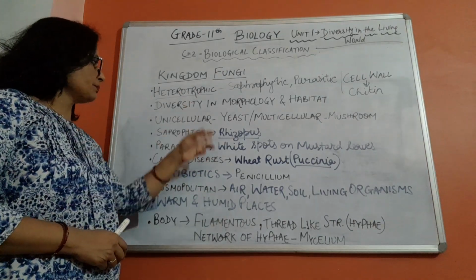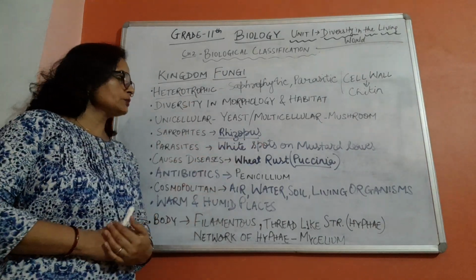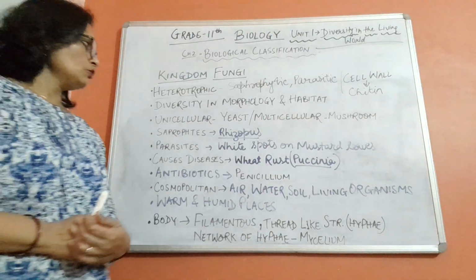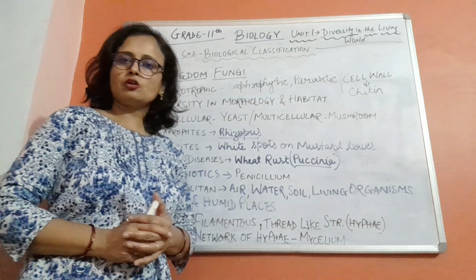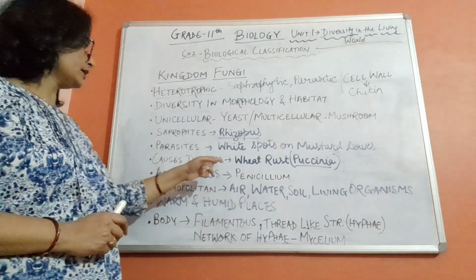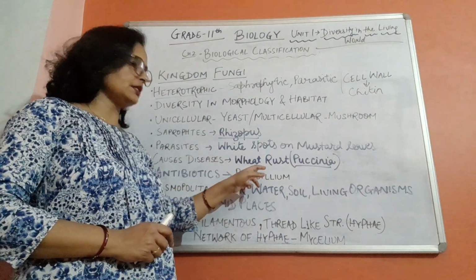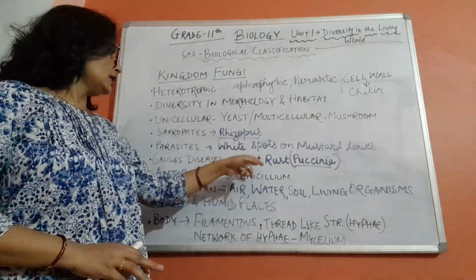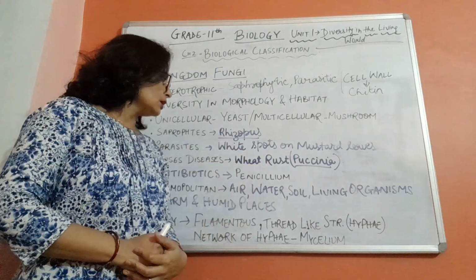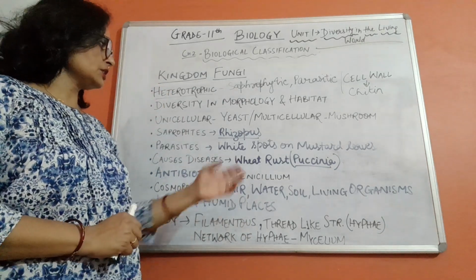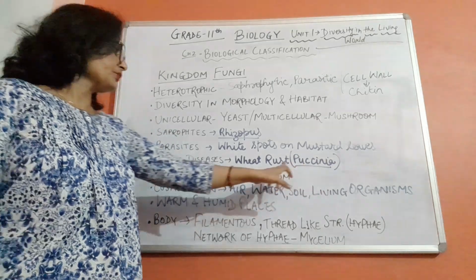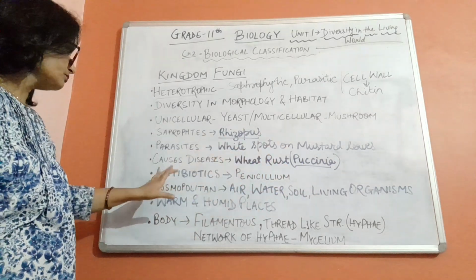Next is parasites. So many fungi are parasites, like white spots on mustard leaves. On the mustard leaves, white spots are found. That is a kind of parasitic fungus. Apart from that, so many disease causing fungi are there. So disease causing fungi are again parasites, like wheat rust disease, rust and smut. Disease in wheat caused by Puccinia, a kind of fungi.